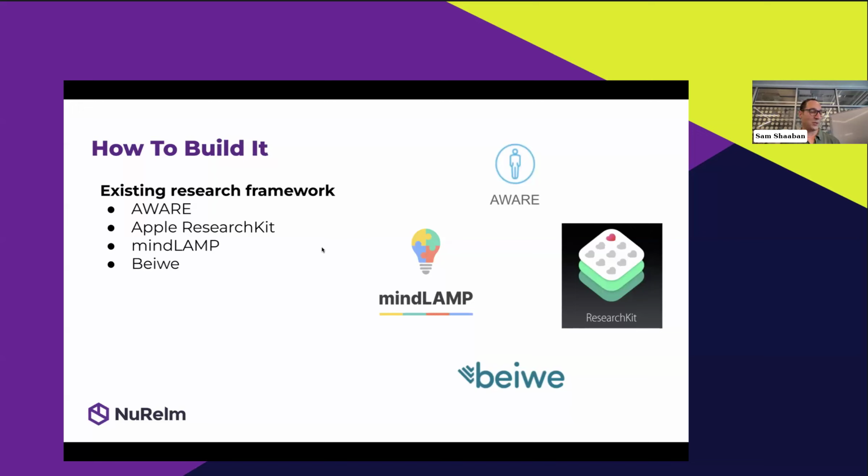And then on the other side, on the right side, is Apple's Research Kit, which is really focused on helping you build an entire research app. They have mechanisms there to build a consent process and all sorts of stuff, but of course, the downside to that is it's only Apple devices, which limits you to a certain demographic.